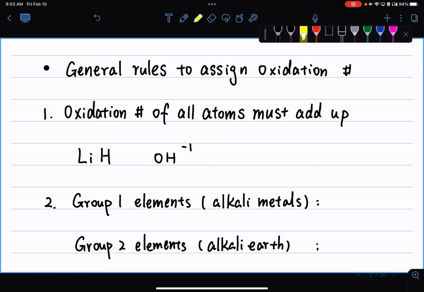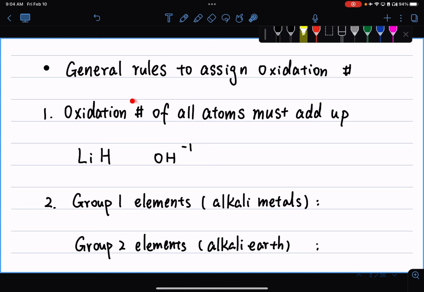First thing first, the oxidation numbers of all atoms must add up. So this is the essential rule. The priority of these rules to assign oxidation number goes from most important to least important. So the first one must be fulfilled, and then the second one is, in order to fulfill one, it's preferable to have the second one and third one fulfilled as well. So the importance reads from 1 all the way to the end.